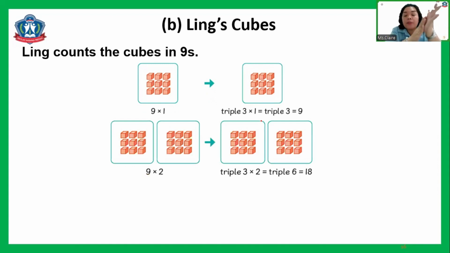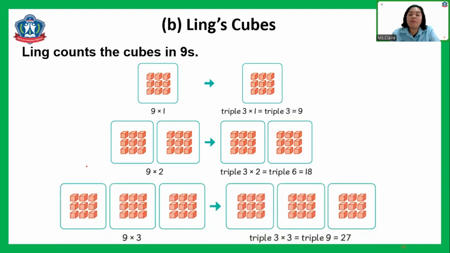9 is actually 3 times 3. If you have 3, you multiply it by 3, that is 9. So 9 times 1 means 3 times 3 times 1, that is 9. If we have 9 times 2, that means 3 times 3 times 2, and that is 18. If you have 9 times 3, that means 3 times 3 times 3, that is 27.